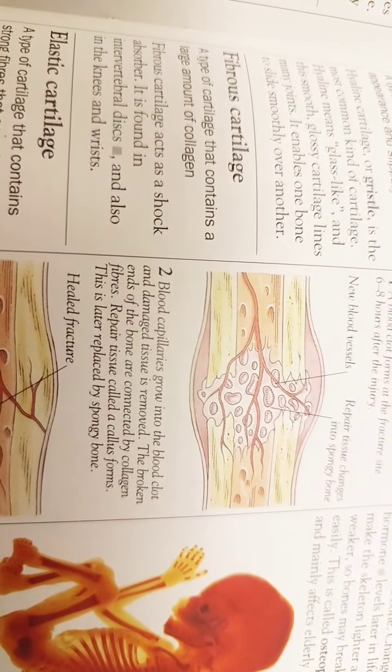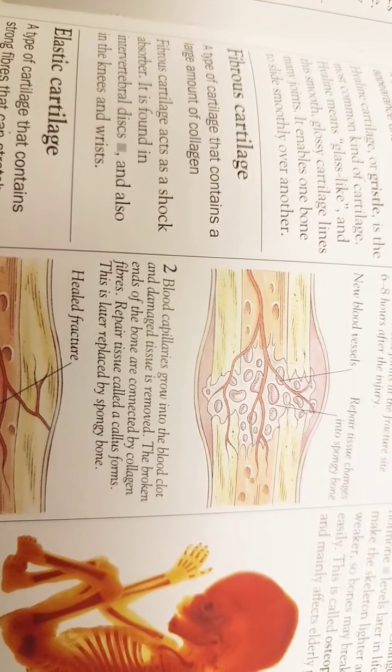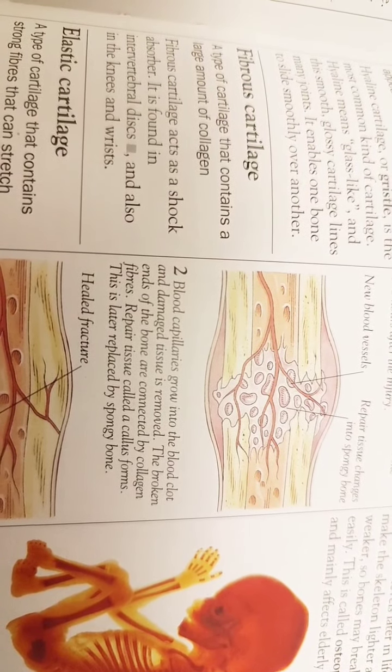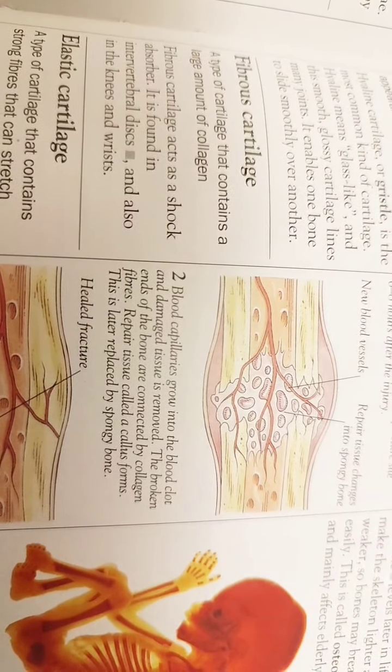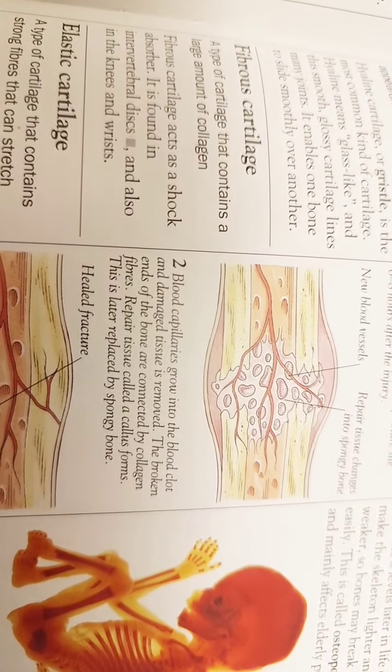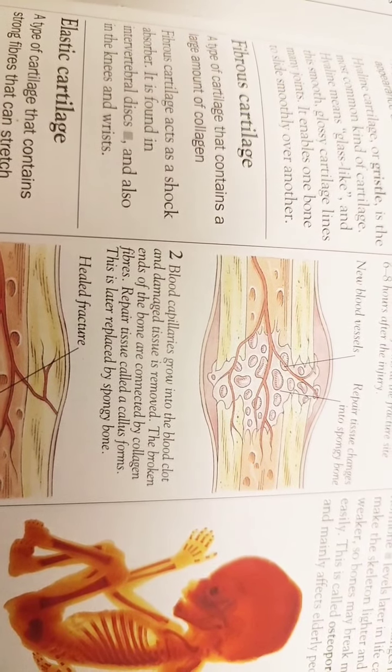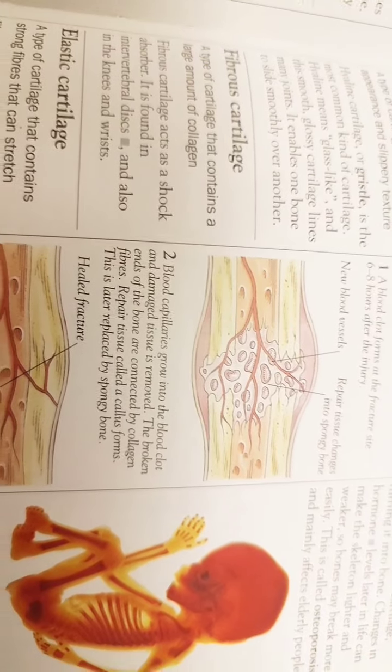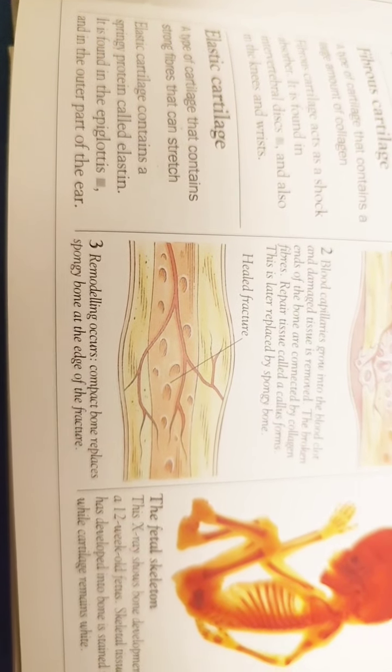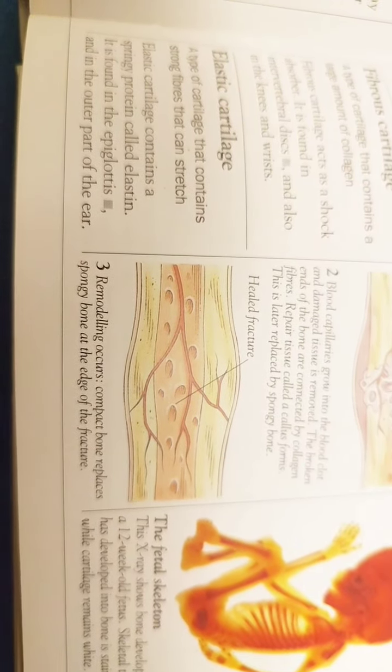The broken ends of the bones are connected by collagen fibers. Repair tissue called a callus forms. This is later replaced by spongy bone, and then remodeling happens, with compact bone replacing it.